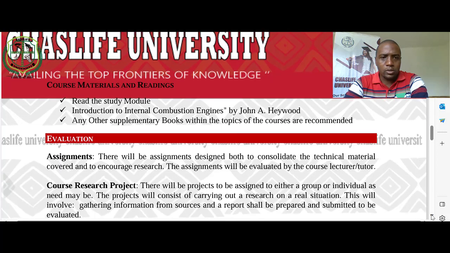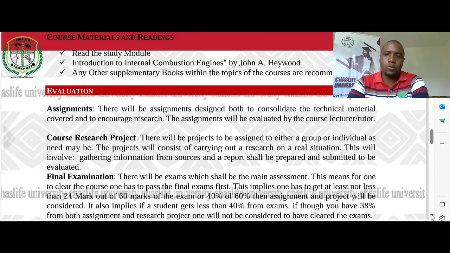So we come down to the evaluations. These will be explained further, but the main points to understand is that we are going to evaluate students on three concepts. One is going to be through assignments. The second one is going to be using the course research project. And the third one is going to be the final examination.